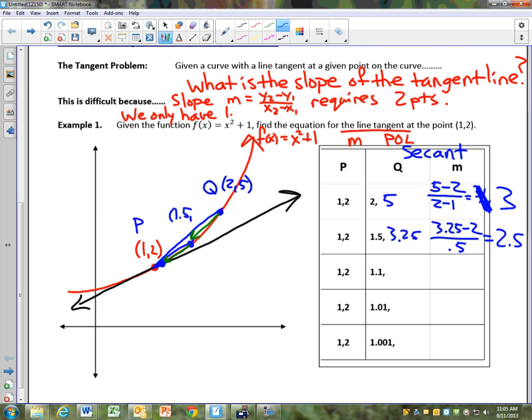Can't even really see the difference. It has an x value of 1.1. What is the y value? 2.21. Okay, so 2.21. I can now calculate the slope. 2.21 minus 2 over 1.1 minus 1. And what do you get? 2.1?